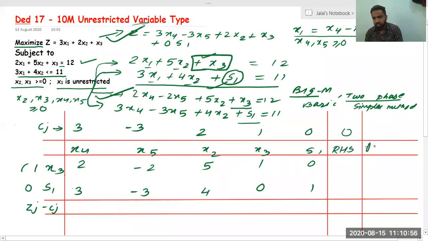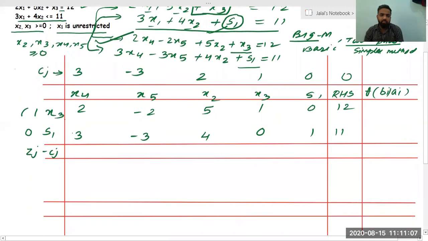Okay, then we will get theta, which is bi by ai. So we'll just try to complete. What is my RHS? It is having one value as 12, another value as 11. Okay, now we need to complete this thing. So how will we complete this thing?